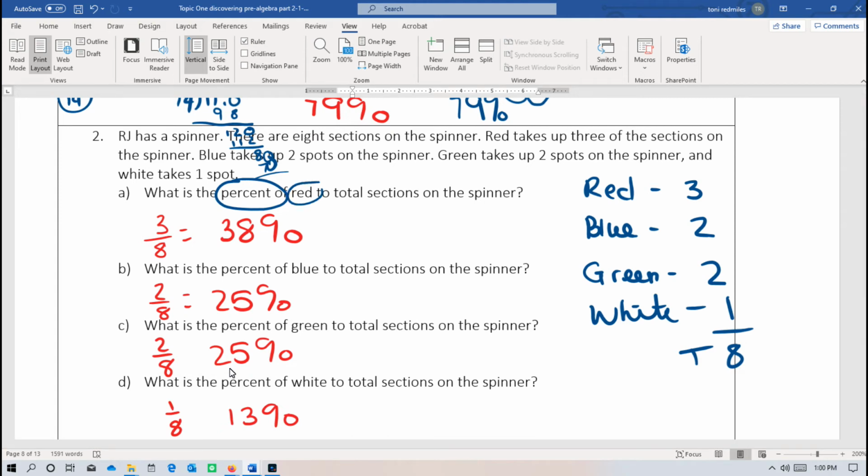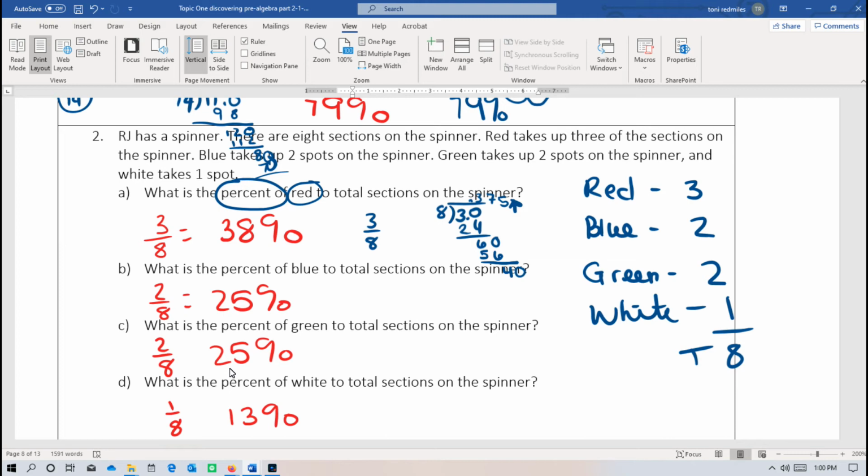First one's red, so it's 3 over 8. Got to divide those. That goes in 3 times, which is 24. Drop down a 6 and drop down a 0. That's going to be 7 times, which is 56. That's going to give me a 4. That's going to be 5 times, and it ends there. So that's going to round that up to 38%. The 5 rounds up.